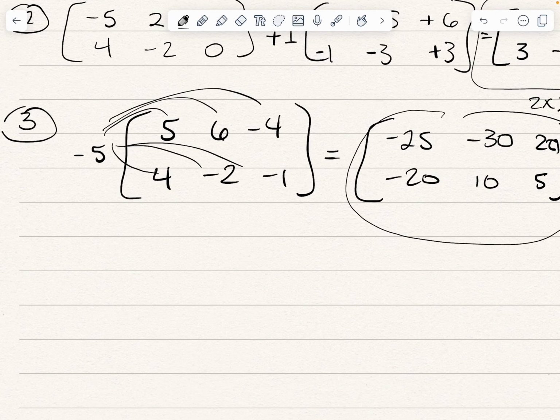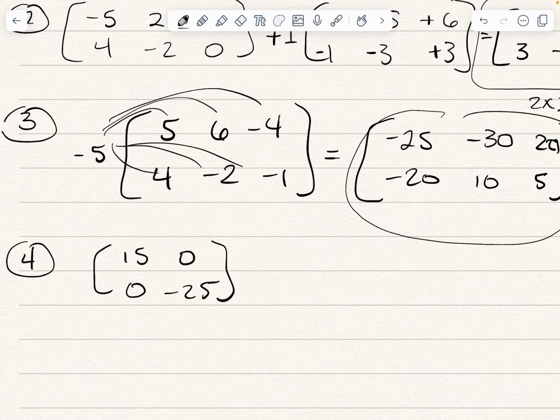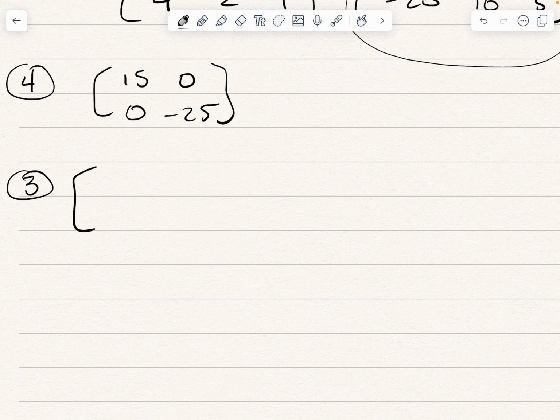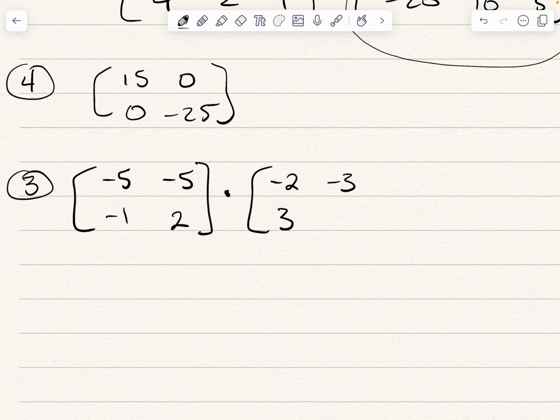Same thing on number 4. All right, we're distributing that negative 5 in. So we should get a 15, 0, 0, negative 25 for that one on number 4. Okay, our second number 3 that we had, this is multiplying matrices together. Negative 5, negative 5, negative 1, 2. Okay, times, we've got negative 2, negative 3, 3, and 5.